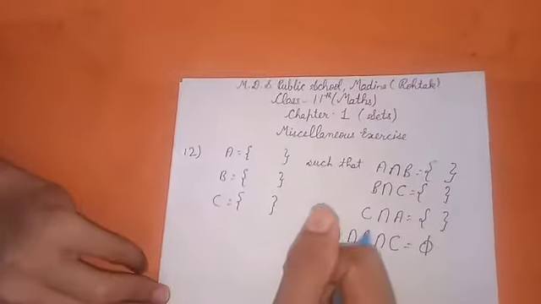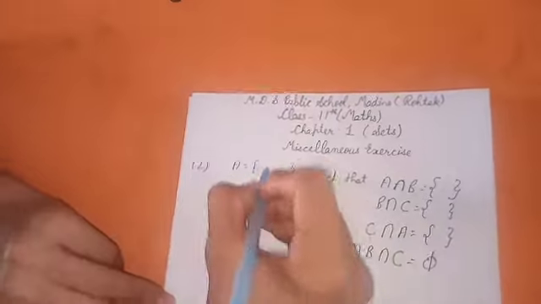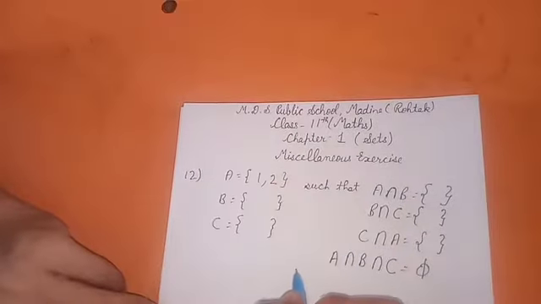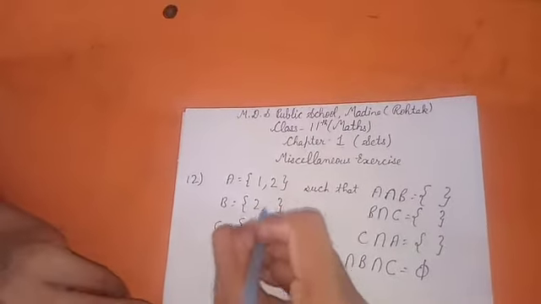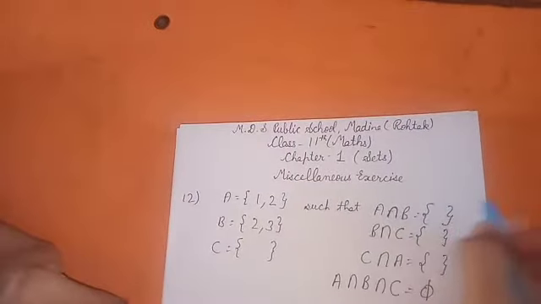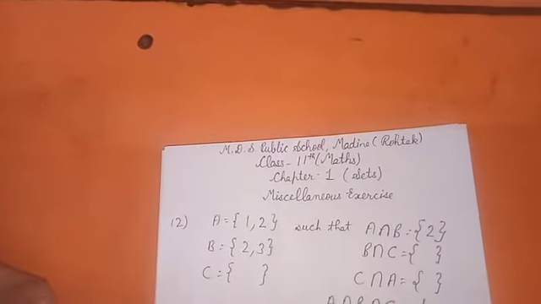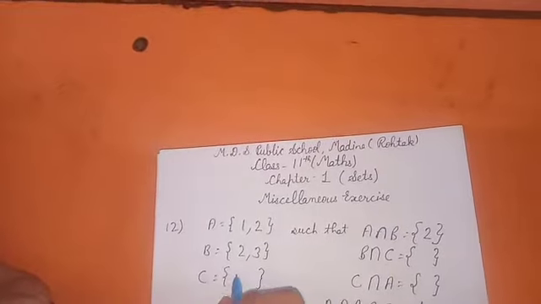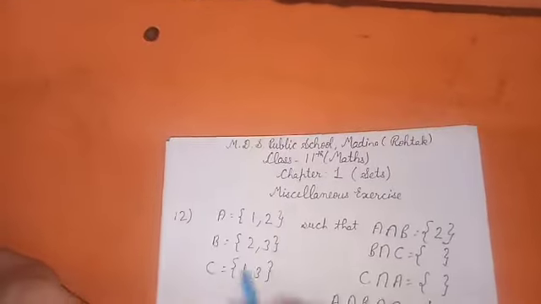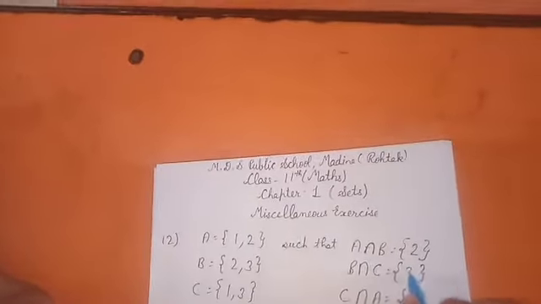You can just think in your mind. Suppose we take A as 1 and 2. Okay, B as 2 and 3. So what is A intersection B? A intersection B is 2. Now I can take C as 1 and 3. B intersection C is what? 3. And C intersection A is 1.